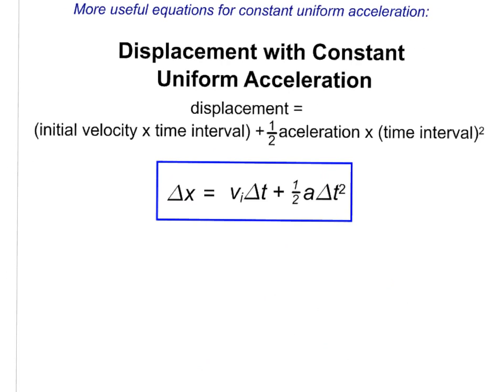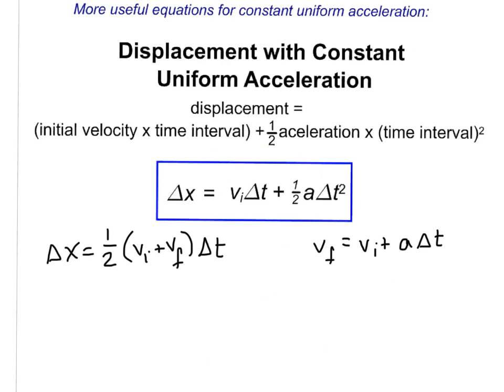Now here is another very useful equation for displacement with constant uniform acceleration. This displacement, however, is written in terms that do not involve the final velocity. So if you need to calculate the displacement, but you don't know the final velocity, you can use this equation. And again, this equation simply comes from the previous two equations we have just derived for ourselves.